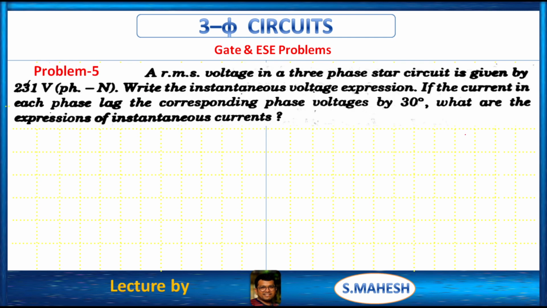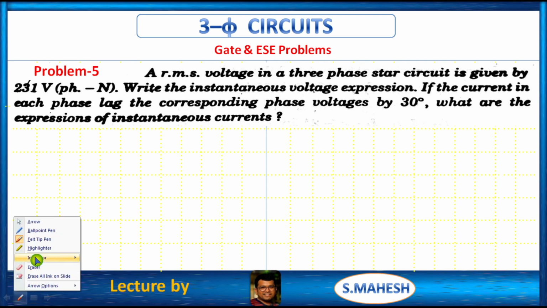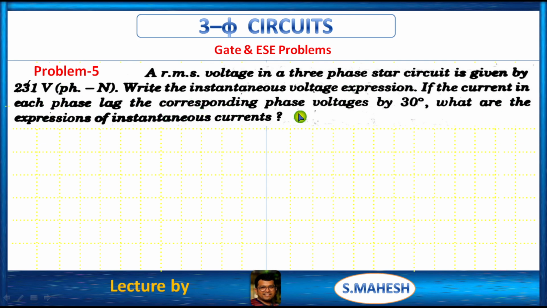Next problem: the RMS voltage in a three-phase star circuit is given as 231 volts phase to neutral, that is phase voltage. Write the instantaneous voltage expression, that is Vm sin omega t form. If the current in each phase lags the corresponding phase voltage by 30 degrees, what are the expressions of instantaneous currents?